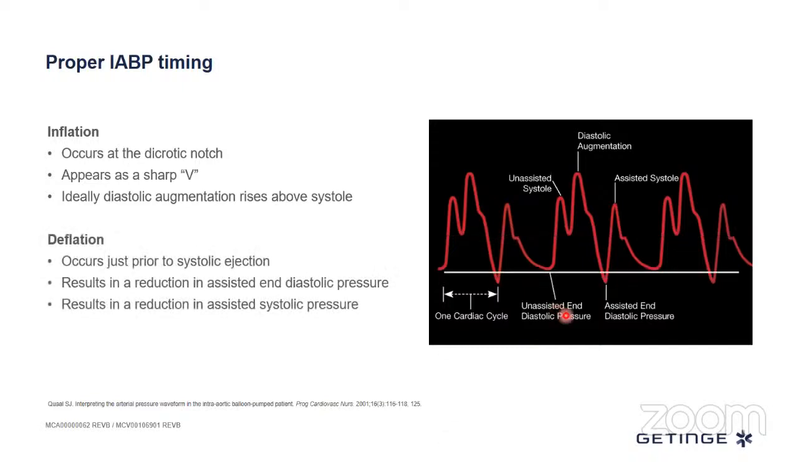Secondly, deflation. We're going to compare end diastolic values, unassisted with the assisted. So you always want the assisted lower than the unassisted. Looking at this, it's just one complete cardiac cycle. This is the unassisted beat: unassisted systole, diastolic augmentation, assisted end diastolic pressure. Now, if you look closely, the assisted end diastolic pressure should be lower than the unassisted one. This is a sign of left ventricular offloading itself. And if you compare the unassisted systole with the assisted systole, you will see the assisted one is lower.